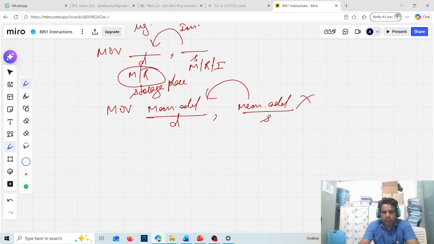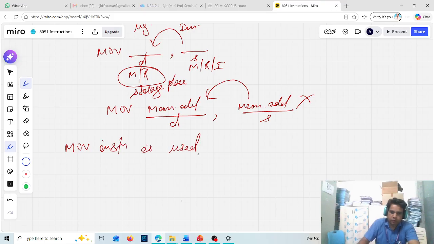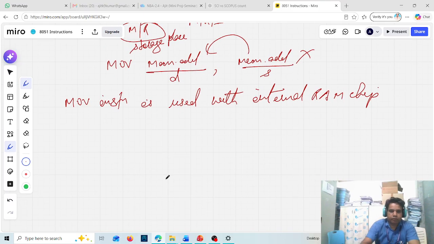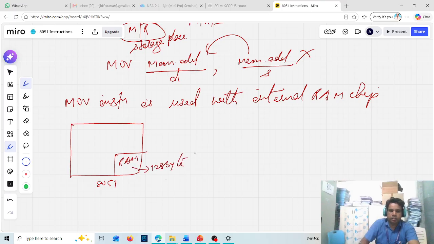Now this move instruction, always remember that this move instruction is used with internal RAM, internal RAM chip. Though you can transfer the data between register to register. But here you know that this is your microcontroller 8051. Inside this microcontroller 8051 you have RAM, which is 128 byte. You have ROM, which is 4 kilobyte.